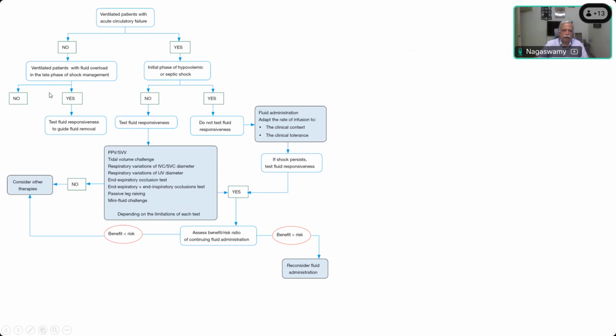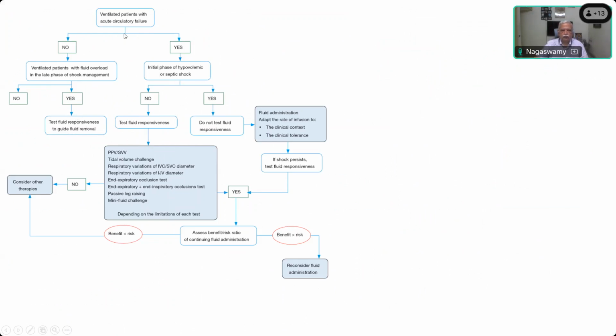If that is not there, that means you continue with that. If there is a fluid overload challenge, then test fluid responsiveness, guide for removal, not for supplementation. And similarly, if the initial phase of hypovolemic shock is not there, that is the ideal patient for testing fluid responsiveness. So I think a little bit of confusion will be there.